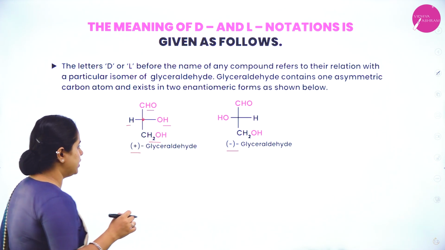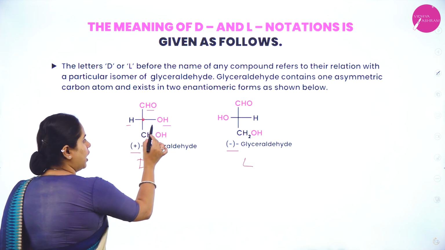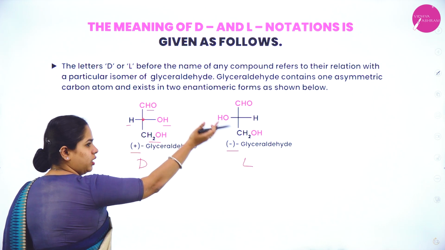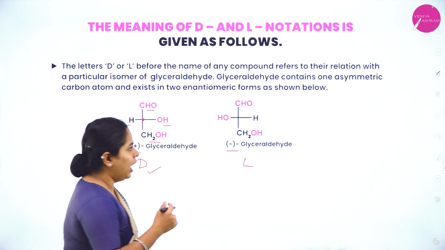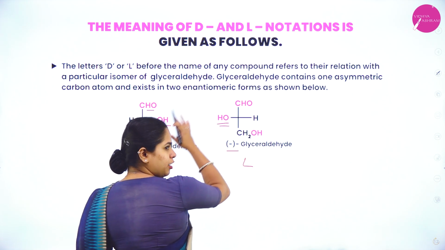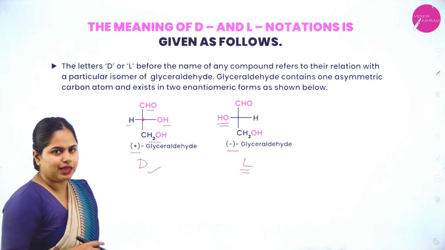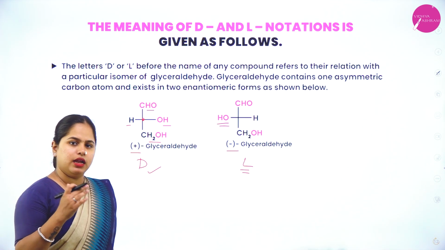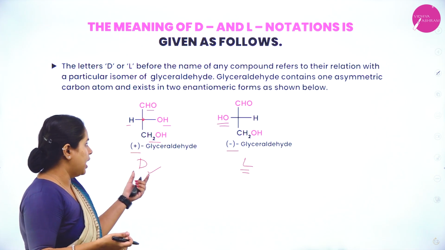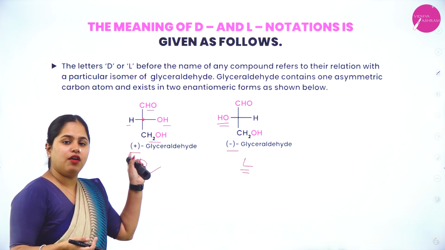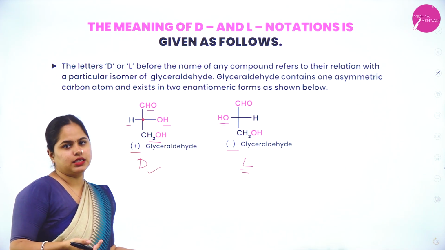Now, how can you tell whether it is D or L? As you can see, if the hydroxyl group is attached to the right of the carbon atom, then it is called the D form, and if the hydroxyl group is attached to the left side, it is called the L form. So, I hope it is clear. Don't get confused with D, L and plus, minus. Plus stands for dextro, minus stands for levo. D means the carbon atom has the hydroxyl group towards the right. Then it is D, and if it's towards the left, it is L.